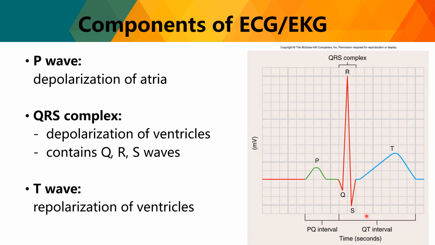So, kapag nagkaroon ng kumbaga disturbance dito sa mga complexes na to, of course malalaman mo na kapag si P ang may problema, it's a problem on the atria of the heart. Kapag naman QRS complex or the T wave, of course it can denote that you have problems when it comes to how your heart pumps with the structure of your ventricles.